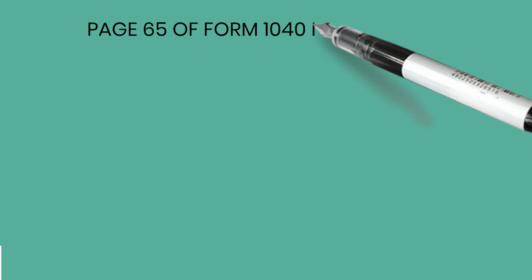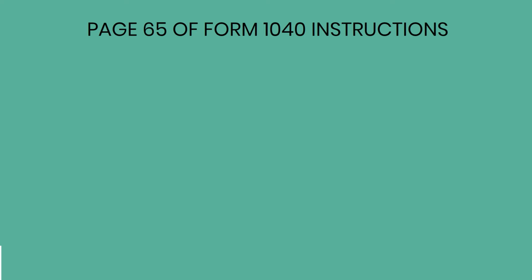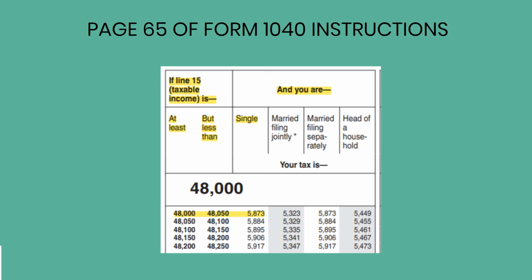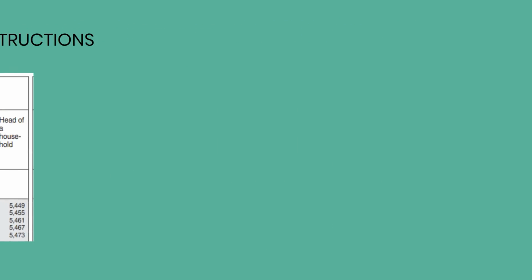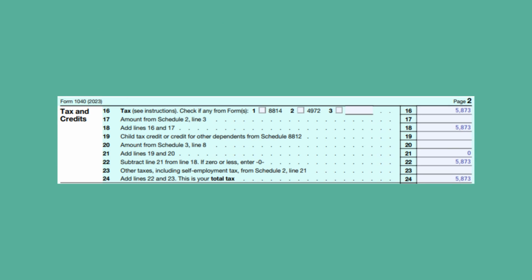Next, we will calculate your tax using the tax tables that begin on page 65 of the Form 1040 instructions. Since your taxable income is at least $48,000 but less than $48,050 and you are single, your tax is $5,873. Place that amount on line 16 and carry it down to line 18, 22, and 24 as you don't have any other taxes or credits.